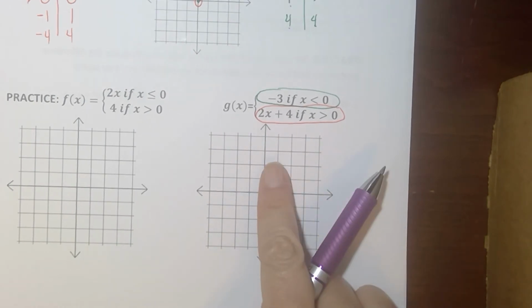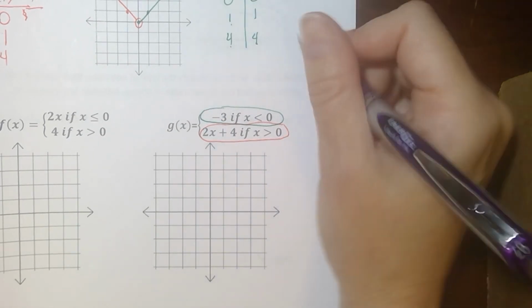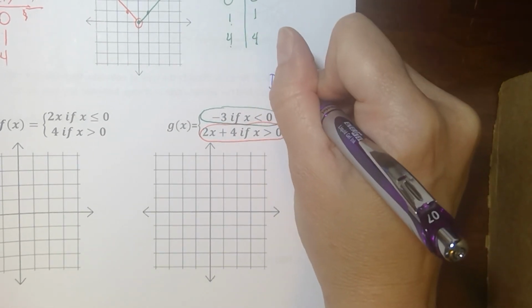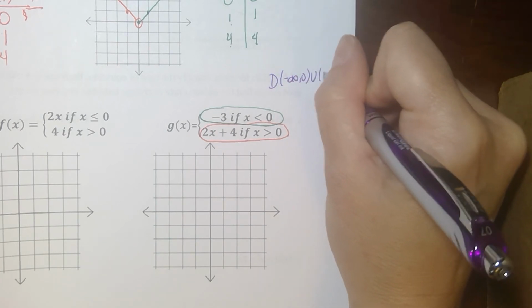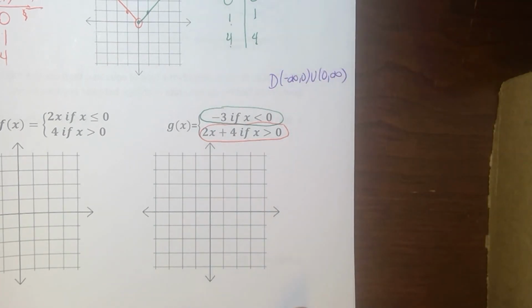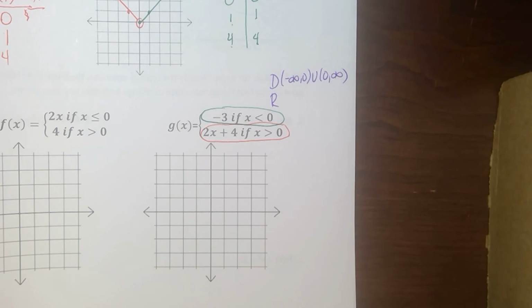For g of x that we're graphing here, I see that my domain is not all real numbers because I have left out 0. My domain is everything from negative infinity up to 0 or 0 to positive infinity. That's how I write my domain as an interval. I can't do my range until after I get my function graphed. I need to see it before I can figure out what the range of the function is going to be.